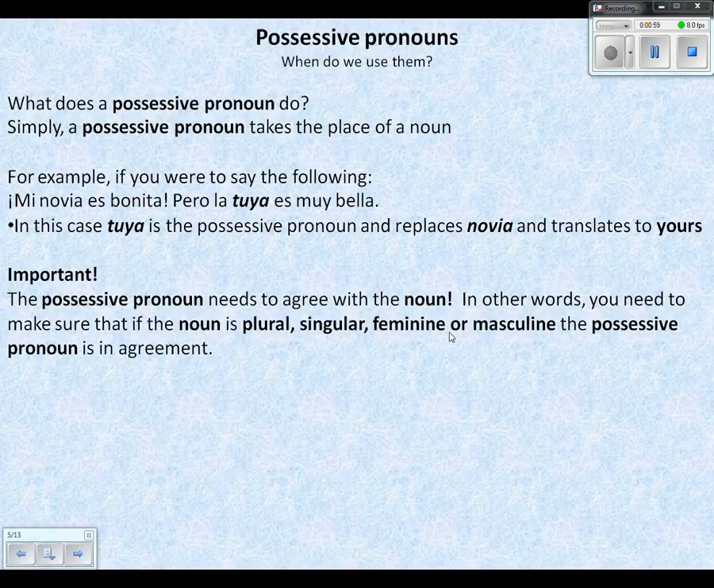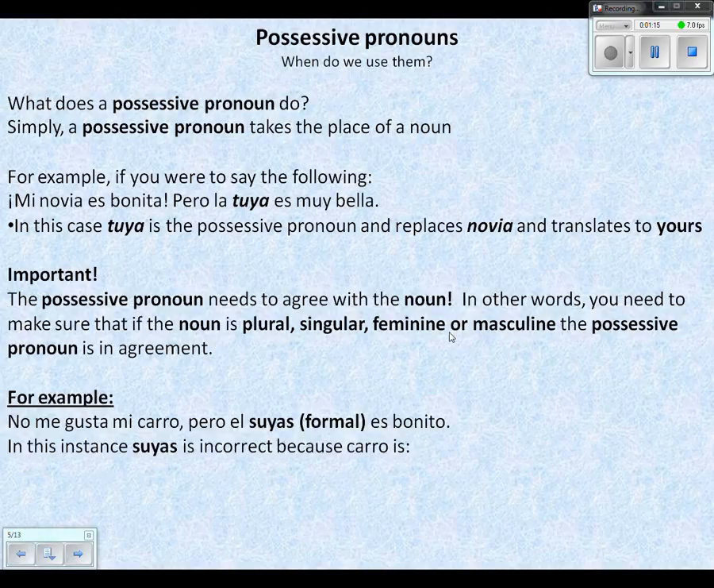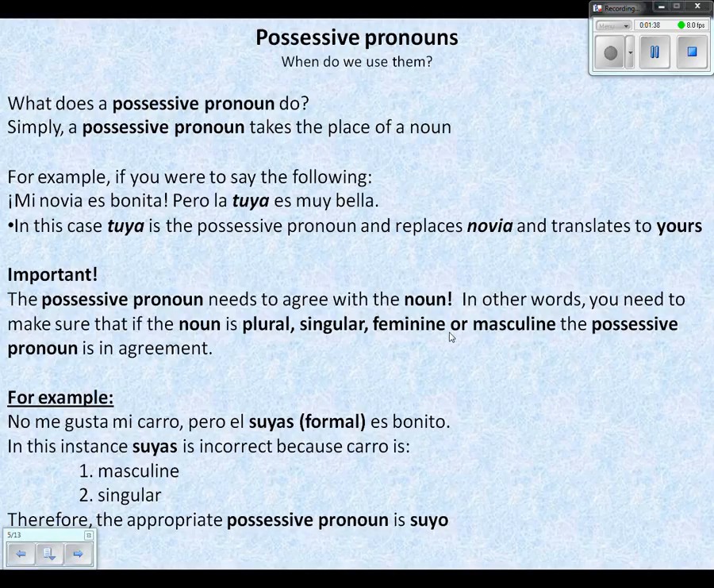This is important. The possessive pronoun needs to agree with the noun. In other words, you need to make sure that if the noun is plural, singular, feminine, or masculine, the possessive pronoun is in agreement. For example, if we read this, no me gusta mi carro, pero el suyas es bonito. In this instance, suyas is incorrecto because of one of 2 reasons. First one is it's masculine. The second one is singular. Carro is both masculine and singular. Therefore, the appropriate possessive pronoun is suyo.